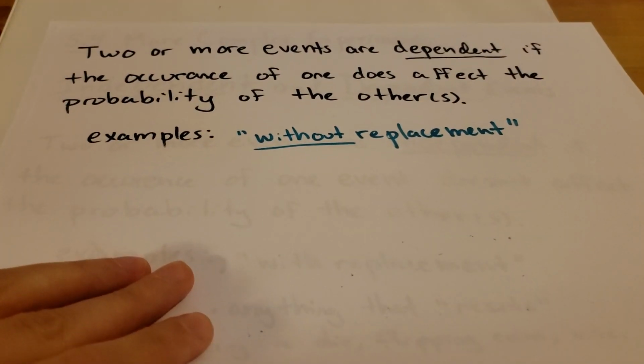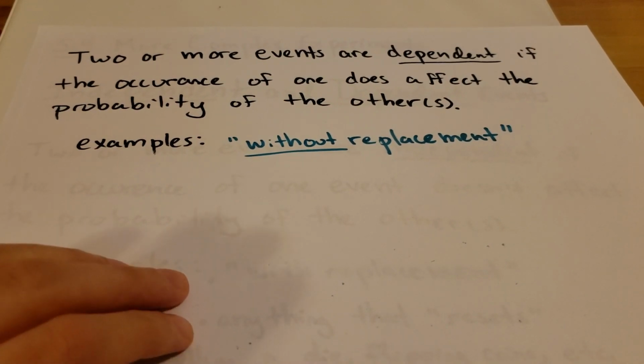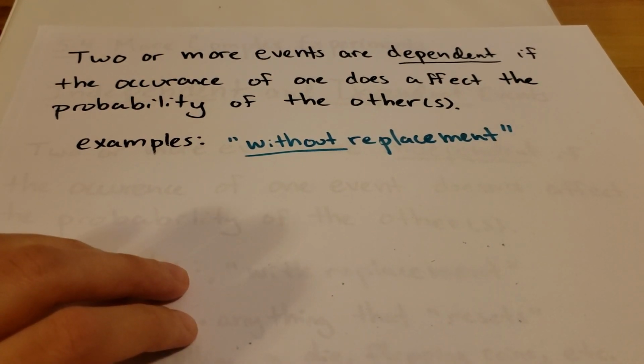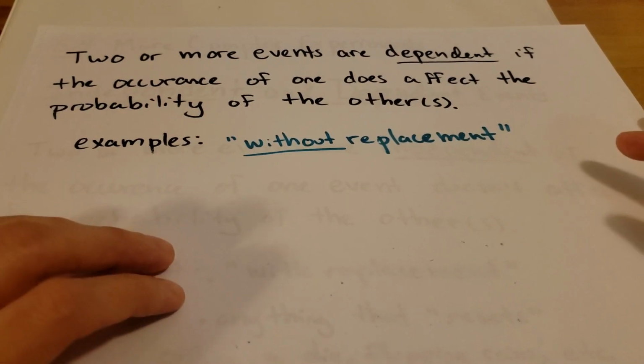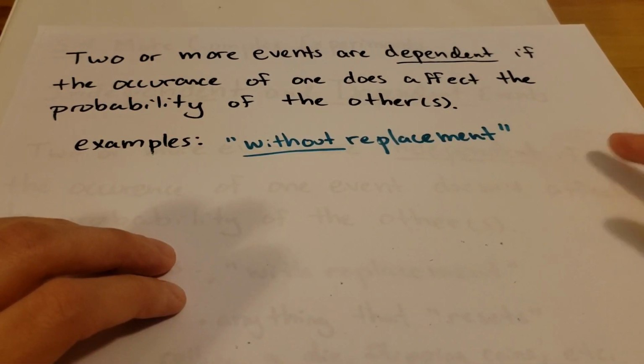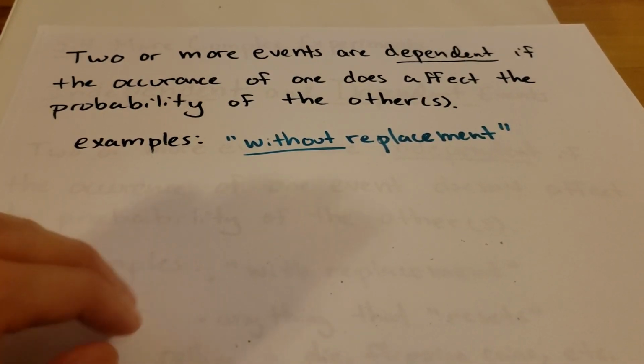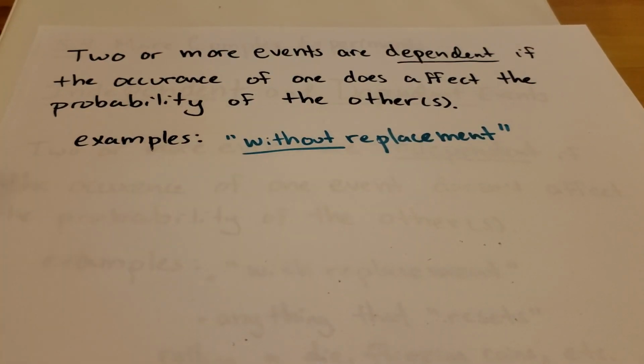And then we would say that two or more events are called dependent if the occurrence of one event does affect the probability of the others. Examples of this would be anything without replacement. So let's say we're drawing cards from a deck. We take one card out. We leave it out, and then we want to find the probability of getting another card. Well, we've changed the number of cards in the deck, so the probability of getting anything else after that is different because instead of having 52 cards, you've removed one, now you only have 51.